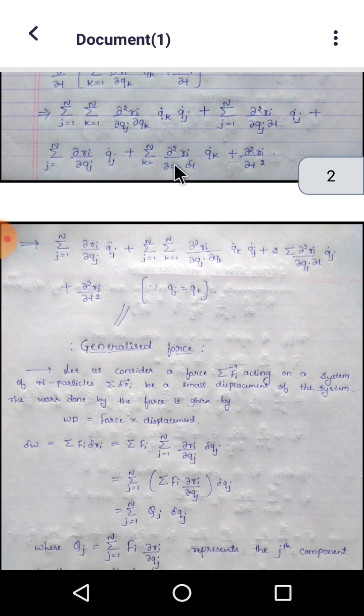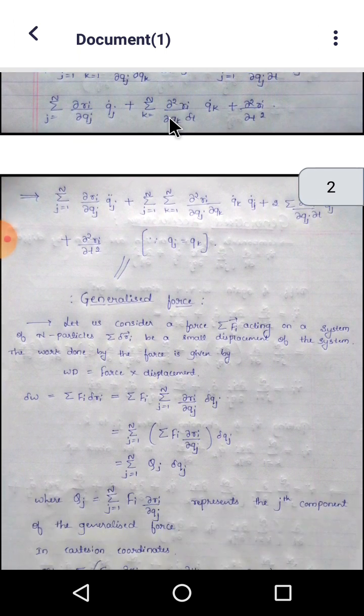Understood up to this much? Nothing else is there, just differentiation and rearranging the terms and putting r̈i.